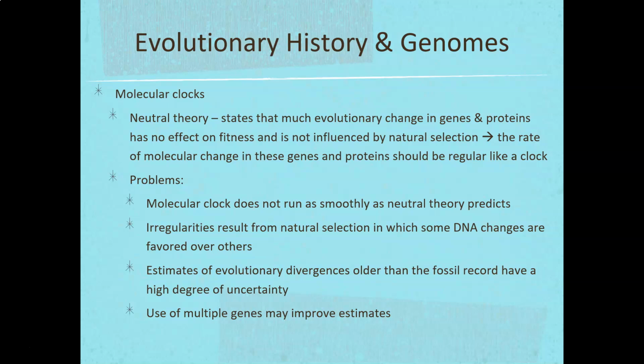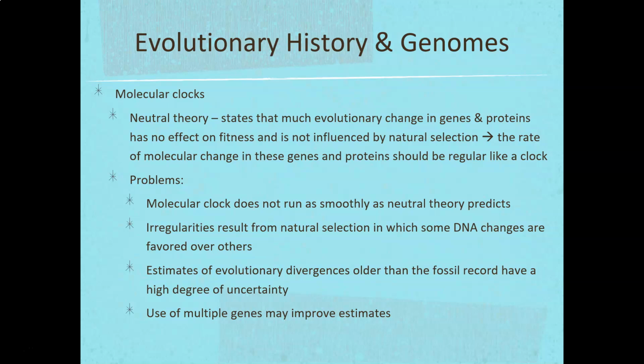But if you know anything about clocks, even some clocks seem to run a little fast or a little slow, and that's kind of true here too. There are definitely irregularities that result from natural selection in those DNA changes. Estimates of evolutionary divergence that are older than the fossil record certainly have an even higher degree of uncertainty, and the use of multiple genes may improve this estimate.